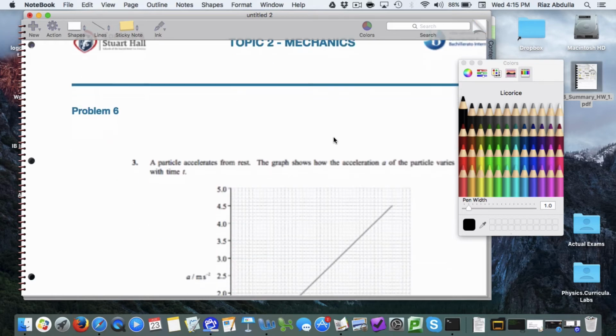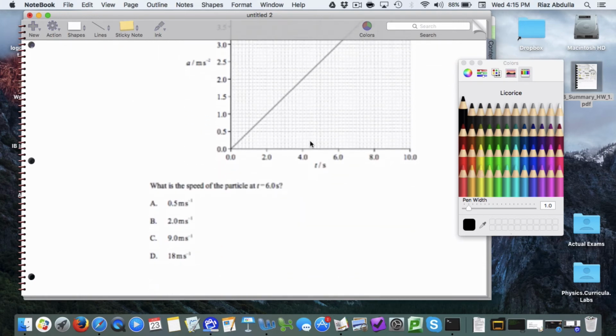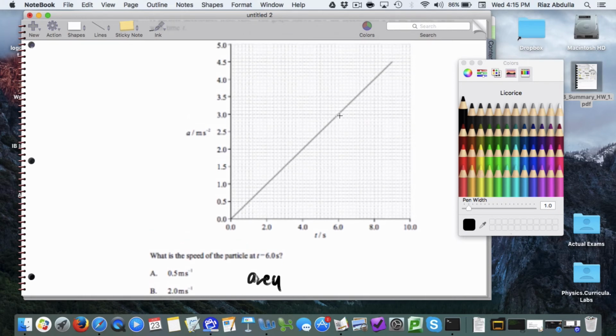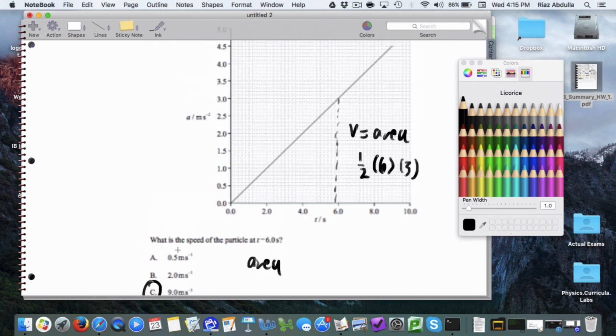And then finally for choice E, we have acceleration versus time, and we want to know the speed of the particle at 6. So to do that, we'll get the area at 6 seconds. So that can actually be right here. V is going to be the area of this acceleration graph, which is going to be 1/2 times the base, which is 6, times the height, which is 3, and that's going to give me 9 meters per second.